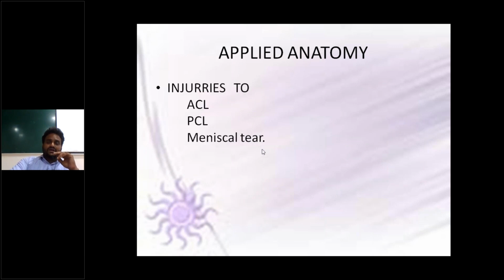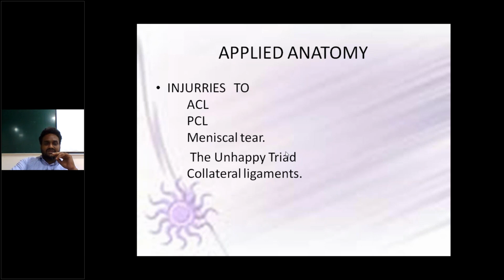And injury to the ligaments of the knee joint, so anterior cruciate ligament, posterior cruciate ligament, and meniscal tear, unhappy triad and collateral ligaments. Simply we can say injury to the ligaments of knee joint. So this is the applied anatomy of the knee joint. So we see them one by one in detail.